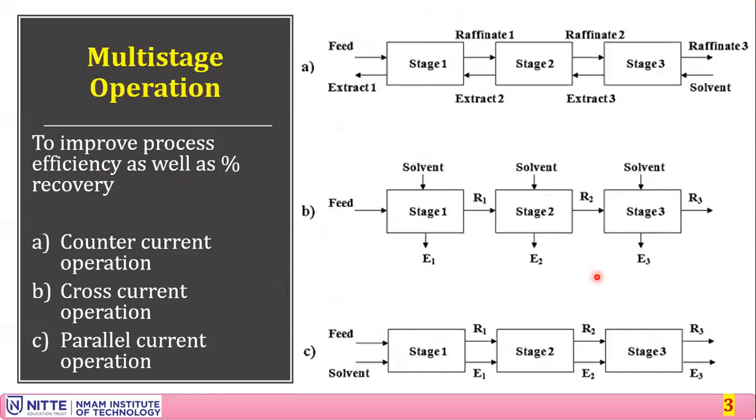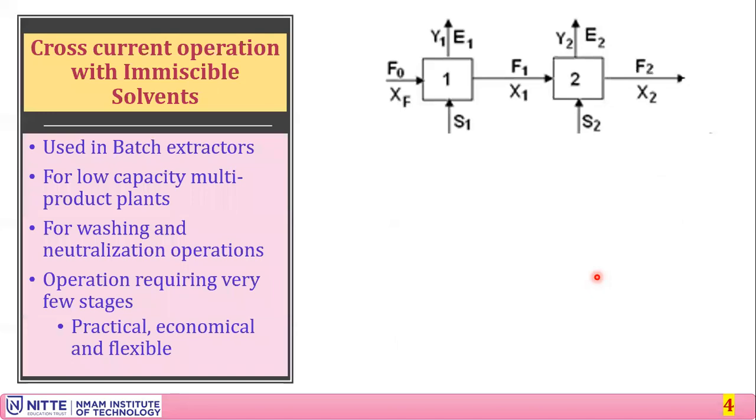That's what matters. So in order to identify that, we can do a theoretical calculation: how many stages are required and how much quantity of solvent is required, which you can measure provided you have equilibrium data. Now let us see how we can do that. Let us take one case. Let us take the cross current operation, which is quite commonly used. Now let us look into this particular case. I have taken only two stages.